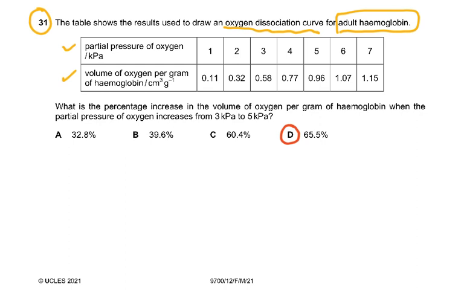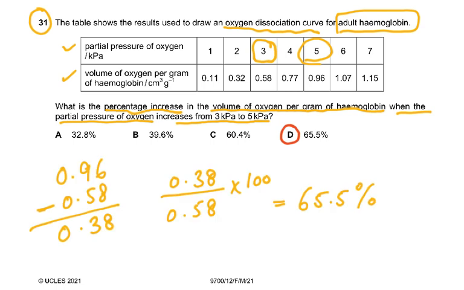What is the percentage increase in the volume of oxygen per gram of hemoglobin when the partial pressure of oxygen increases from 3 kPa to 5 kPa? You can see the calculation for this. What you had is 0.58 at 3 kPa, and 5 kilopascal went to 0.96.